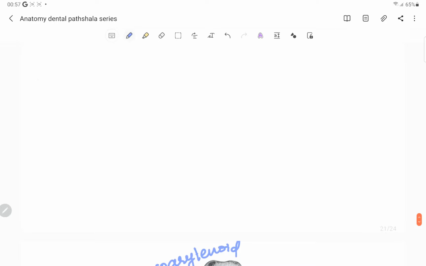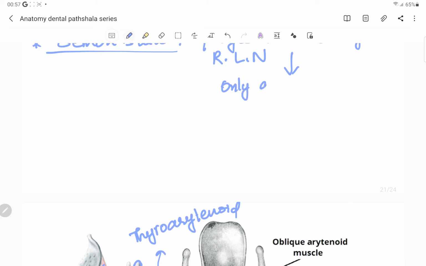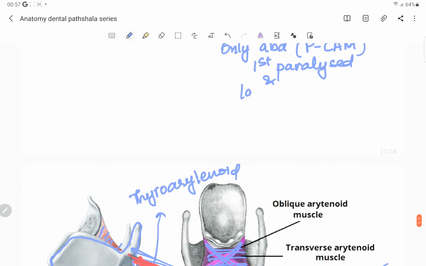So, let's write somewhere. So guys, according to Semon's law, it says that in case of progressive lesion of the recurrent laryngeal nerve, we know that all the muscles are supplied by the recurrent laryngeal nerve except one, which is the CT, which is supplied by the external laryngeal nerve. So in case of progressive lesion to the recurrent laryngeal nerve, only ABD, abductor, is the one which is affected first. So the first paralyzed muscle is the posterior cricoarytenoid muscle. And this is the muscle which is also the last one to recover, once we compare with the adductors of the larynx. So that is Semon's law.